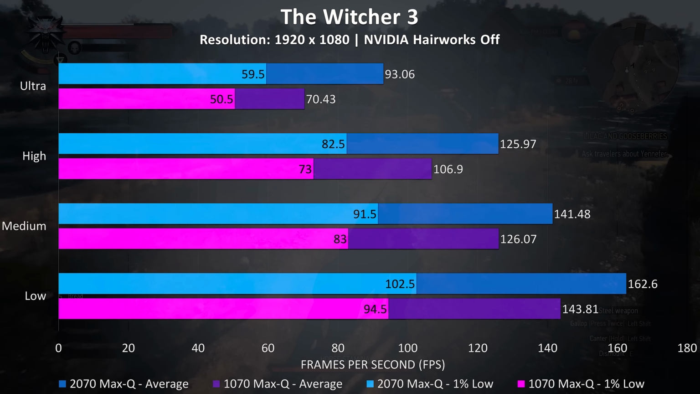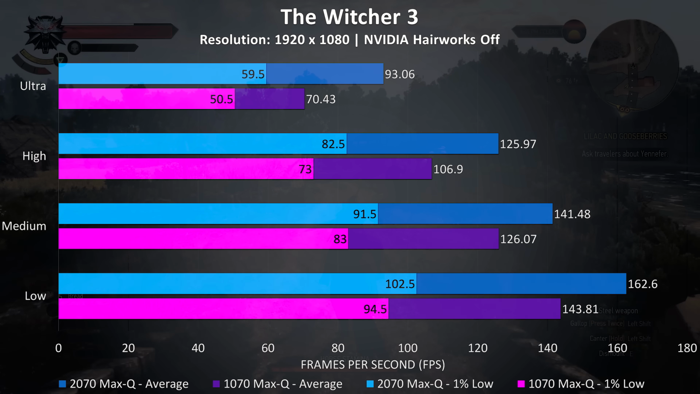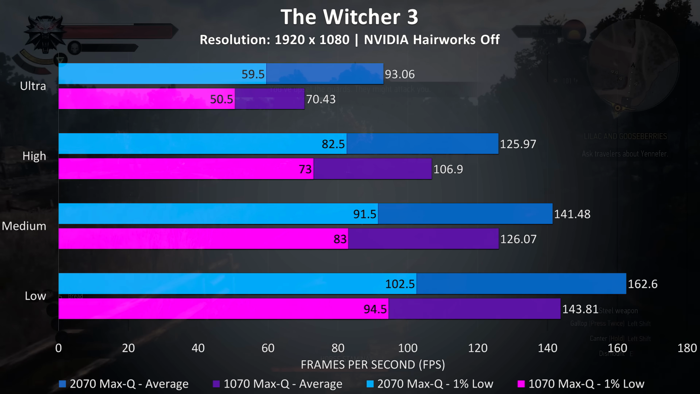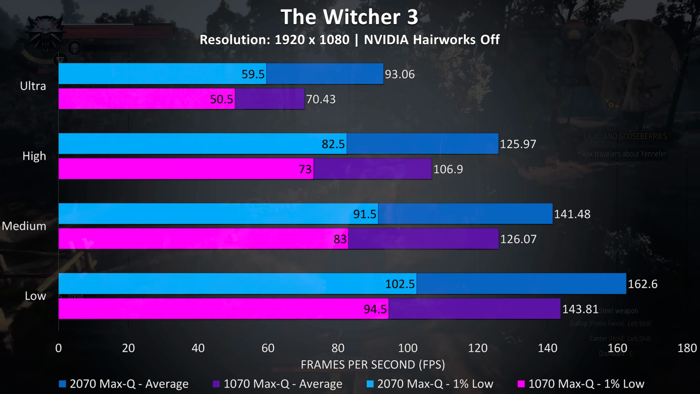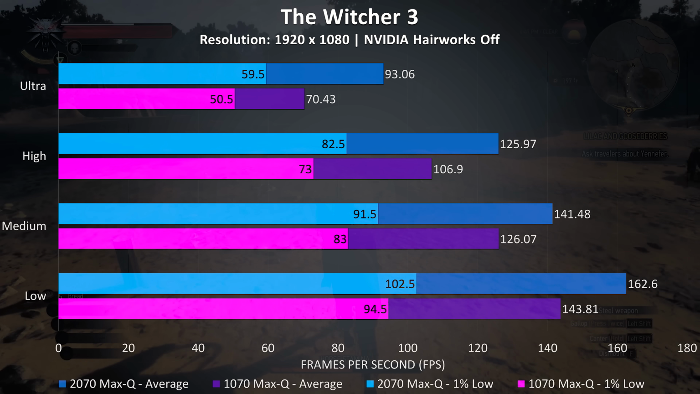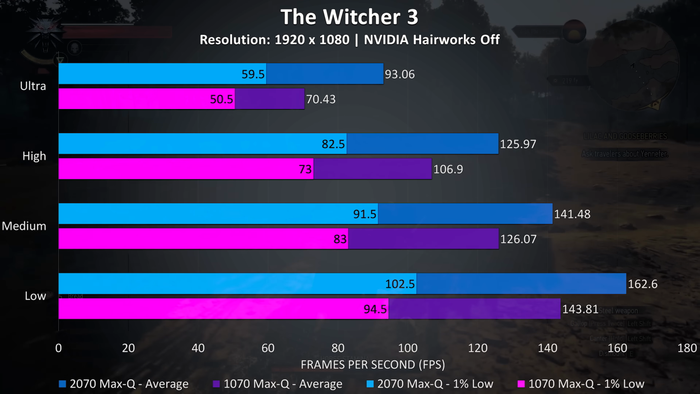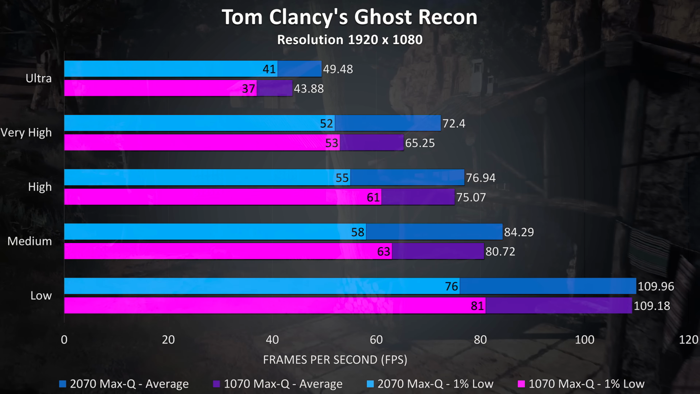The Witcher 3 was tested with Hairworks disabled and saw a nice boost in performance with the 2070 Max-Q. At ultra settings, it was getting a massive 32% higher average FPS, the biggest improvement out of all 14 games tested. There was a decent improvement to the 1% lows in this title too, with an 18% improvement at ultra settings. Ghost Recon is a resource-intensive game and was tested with the built-in benchmark.